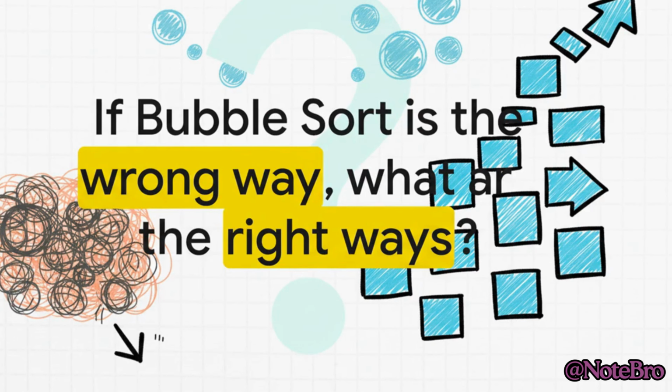So that leaves us with one final and really important question. We've established that bubble sort is this essential first step, right? It's the perfect starting point for understanding algorithms, but it is absolutely not the final destination. So if bubble sort is the wrong way to go for the big, tough problems, then what are the right ways? Well, exploring awesome algorithms like merge sort or quick sort, that's the next step on this whole journey. Thanks for joining me.